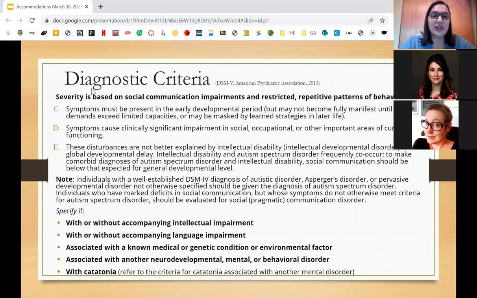We also look at whether the symptoms on the previous slide are not better explained by an intellectual disability or a global developmental delay. Sometimes these do co-occur. That's fairly common, actually, for autism to co-occur with an intellectual disability or general developmental disability.